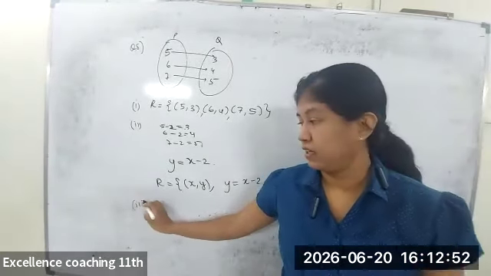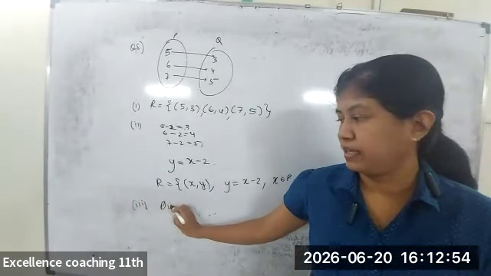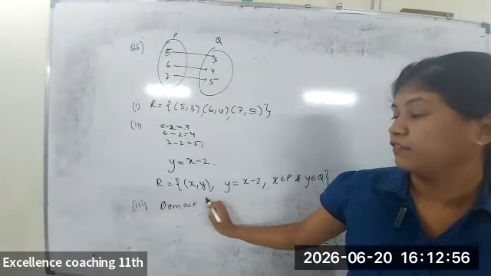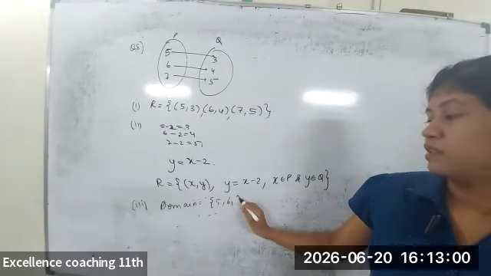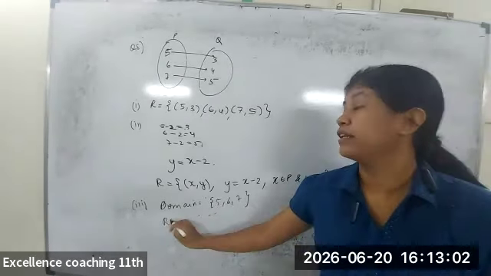Third one, write the range and domain. So domain is 5, 6, 7. And range is 3, 4, and 5.